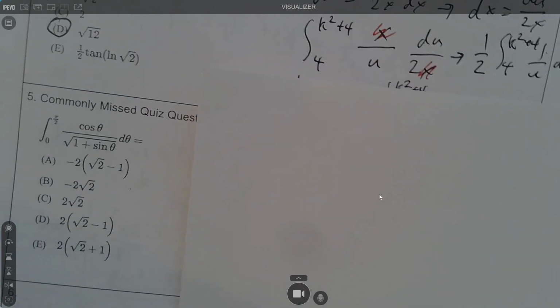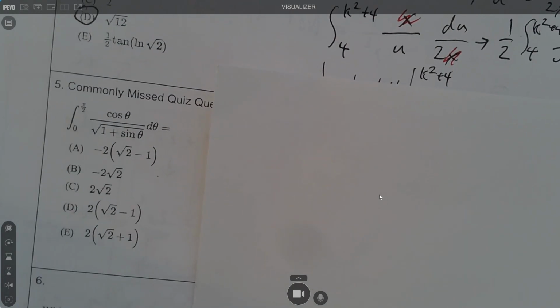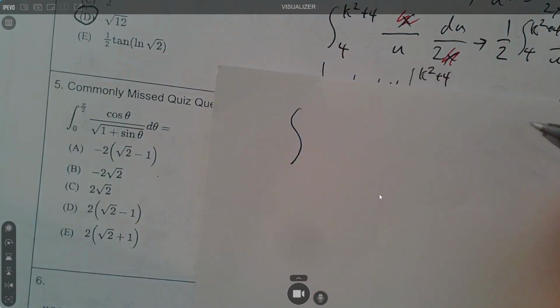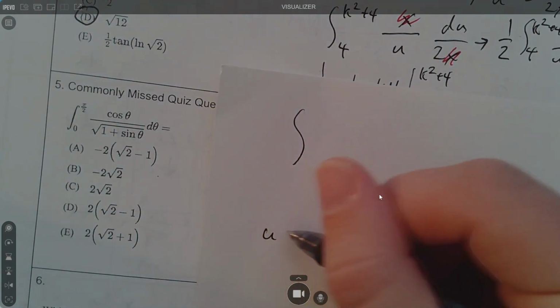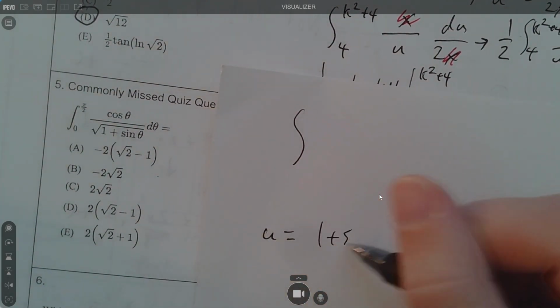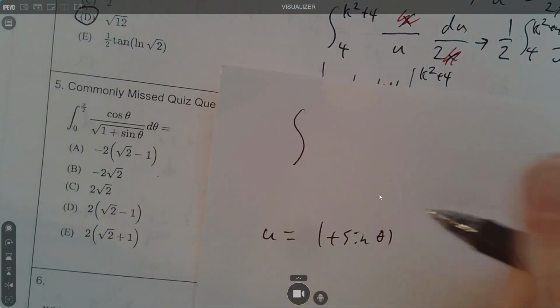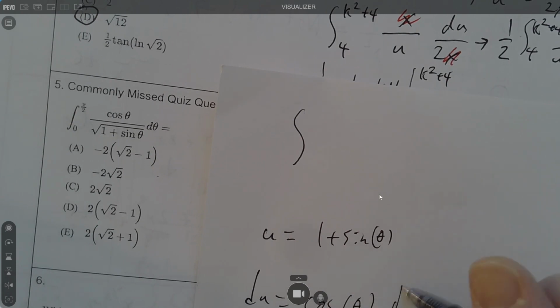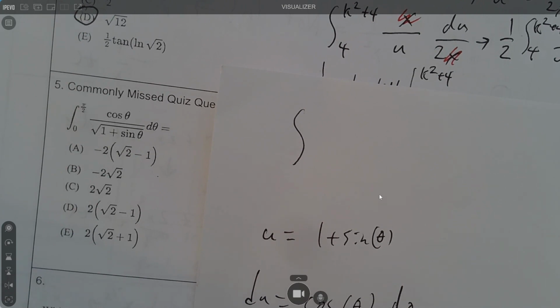quiz question. All right, let's do this one. So this was also commonly missed. It's a u sub, but it's with trig. Your u here is going to be 1 plus sine theta, because its derivative is cosine theta and it's inside the function. The du then is going to be cosine theta d theta, and so du over cosine theta equals d theta.